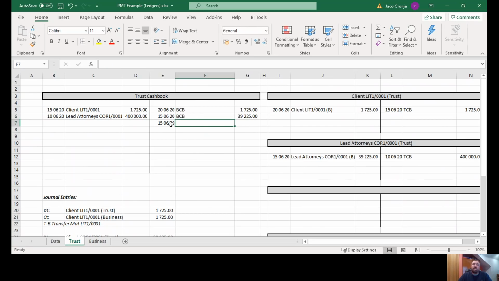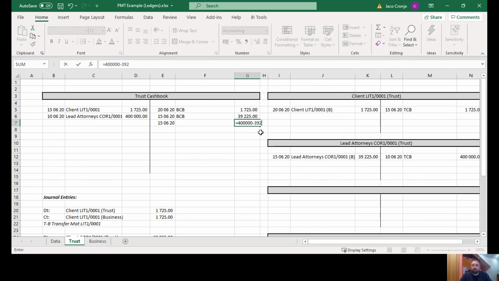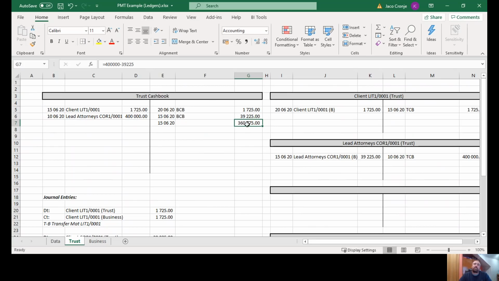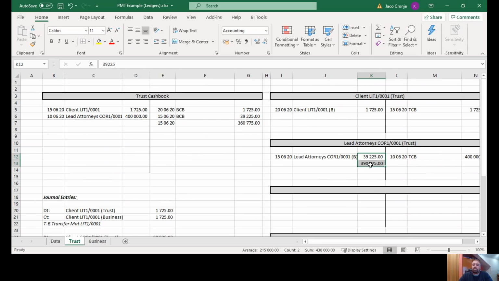Okay, so where am I paying? Well, let's first start. How much am I paying out? The answer is I'm paying out 400,000 less what I took to business. So I'm paying out 360,775. And where are we going to allocate that payment to? The answer is we're going to allocate it to this client account here. Because after this, the client's account must also be on 0. So we got 400, we paid out 39, and now we're paying you the balance of 360.